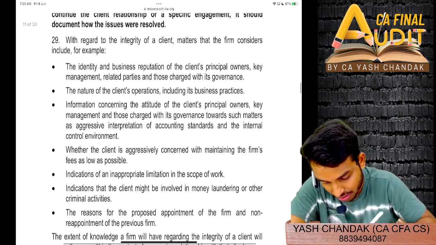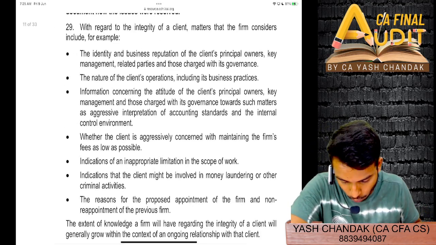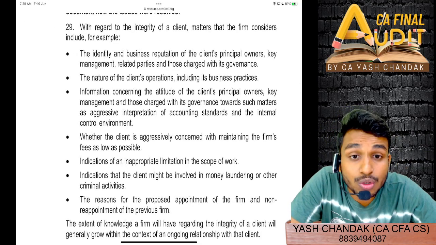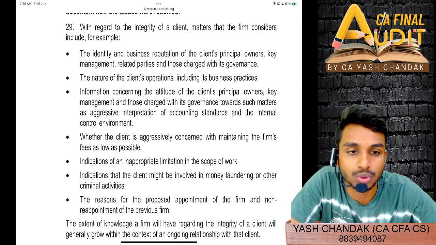Then acceptance and continuance of client relationship and engagement, this I have included because this is an important question where they ask this. See this, do you see, 1 2 3 4 5 6 7 8 points are there with respect to integrity of a client, and this question they have asked in one of the RTP questions.